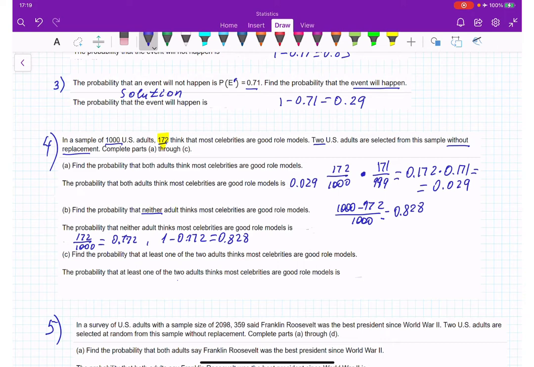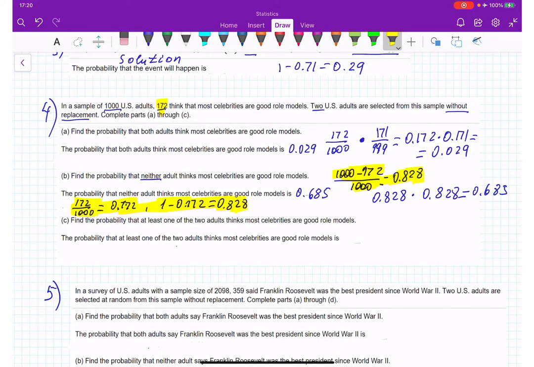So both people now, they said they are not good model, which means we are taking 0.828, first one, and second one also said no, which means going to be 0.828. And result, it's going to be 0.685. So 0.685. Now, don't take it that this solution I made, it must be, it's either one way or another way, either one. Okay, and in both ways you get 0.828, and then since both of them say no, and 0.828 is a probability for no, and neither adults think they are good role models, then you take both of them to multiply by each other.